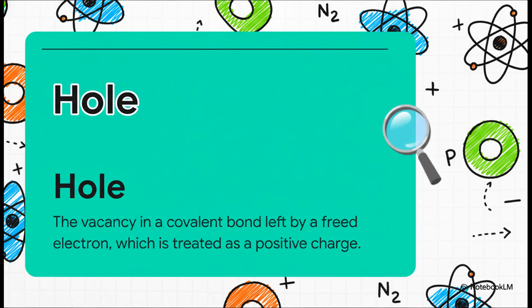Okay, now here's where it gets a little bit wild. When that negative electron leaves, it creates a vacancy, right?